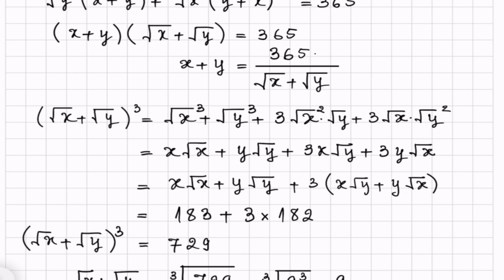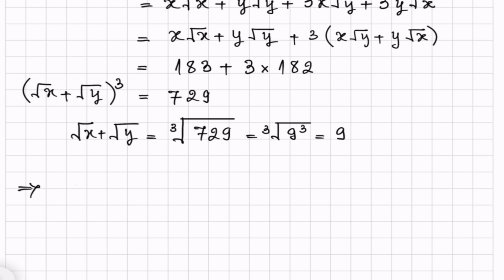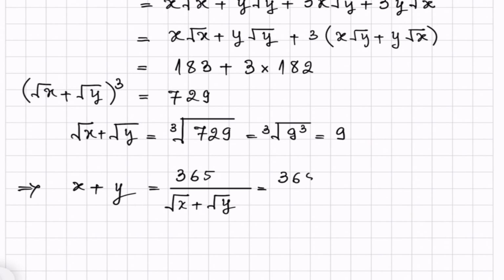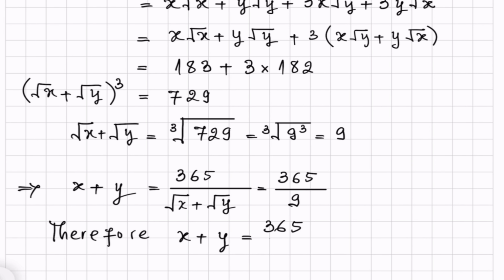Substitute in this equation here. Then we will get x plus y, which is equal to 365 over square root of x plus square root of y, then we get 365 over 9. Okay, so now therefore we got the answer: x plus y is equal to 365 over 9.